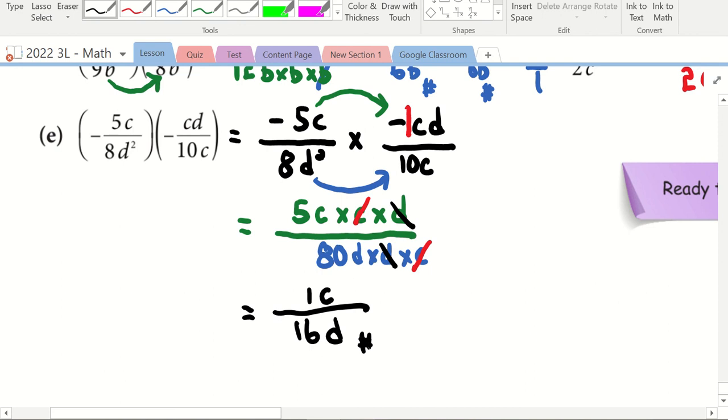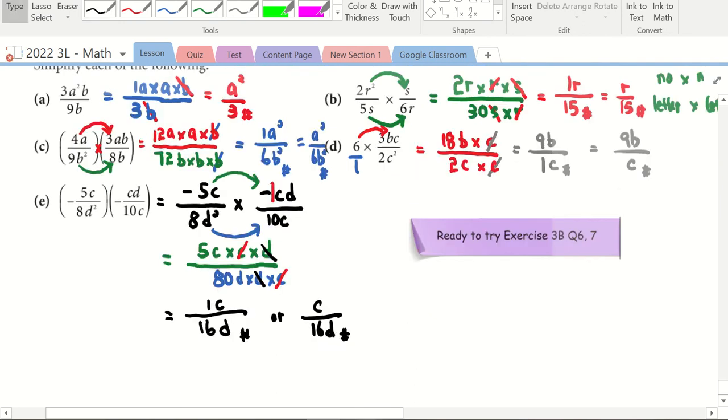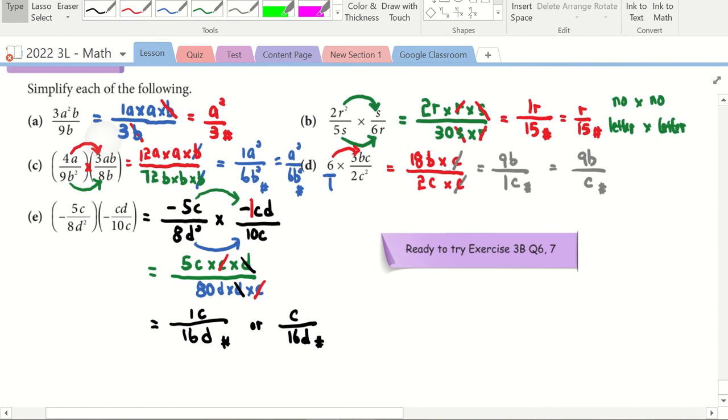This answer is good, but there is another way I can write this answer. Very good. You all know there's an invisible one. Alright? And this will sum up the whole practice over here.